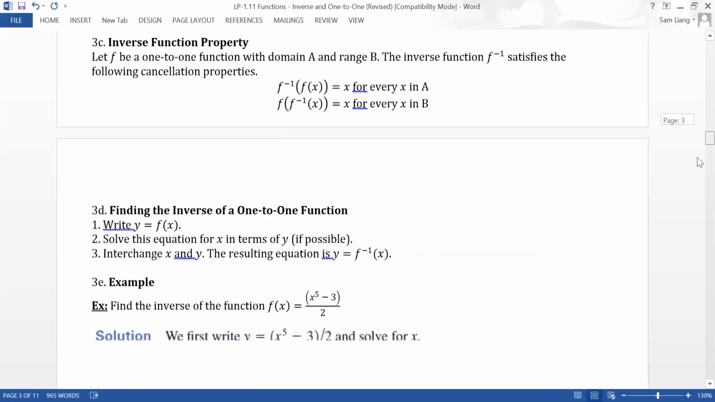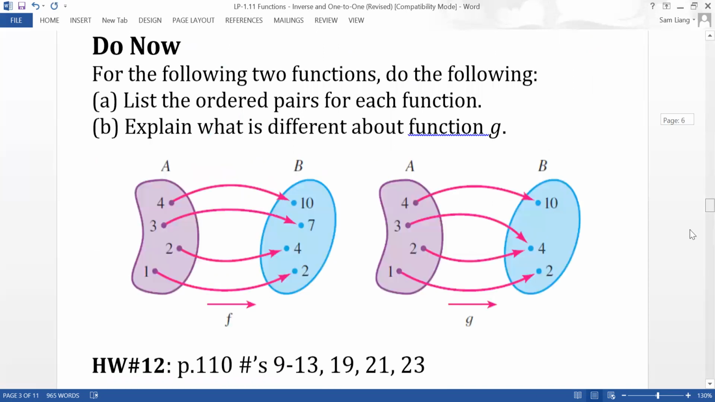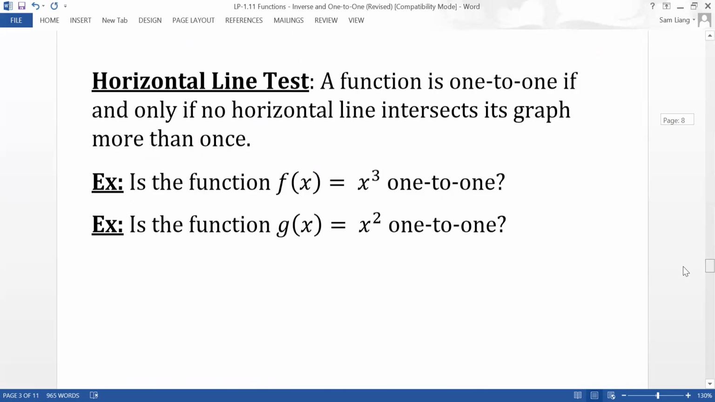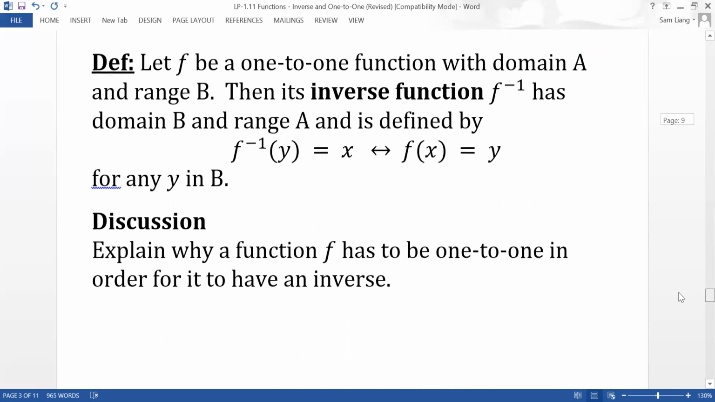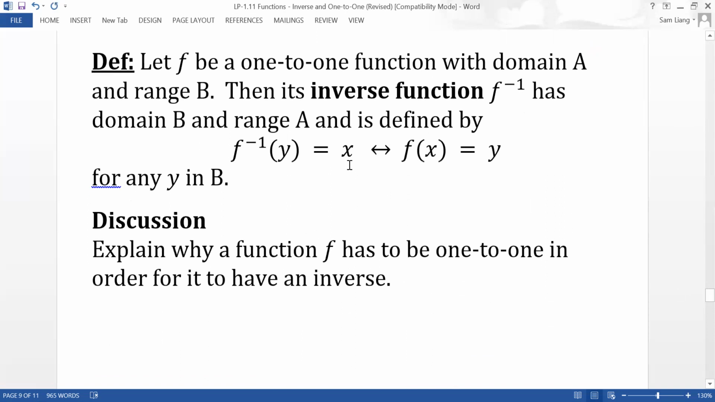Okay, all right. Here's the definition of an inverse. All right, so let f be a one-to-one function with domain A and range B. Okay, so that's what we're going to call the domain, A, and range B. Then its inverse function, f inverse, has domain B and range A. Note that they're switched, right? And it is defined by f inverse of y equals x if and only if f of x equals y. That's the corresponding function.